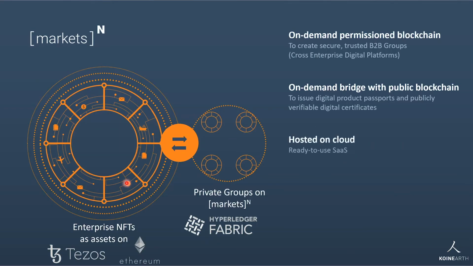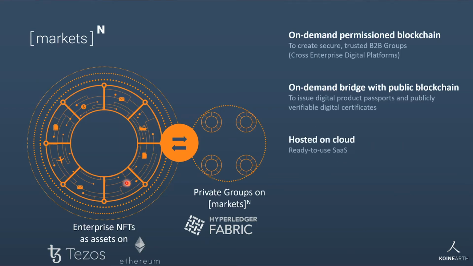So several examples where we have been using MarketSend. A platform like MarketSend combines permissioned and public blockchains. It is built on permissioned blockchains to enable the creation of these cross-enterprise digital platforms that we talked about, and that enables the creation of B2B groups. But then we also have this bridge which connects to public blockchains to create the enterprise NFTs and product passports that I was talking to you about, right? Solutions like these are now hosted on the cloud.